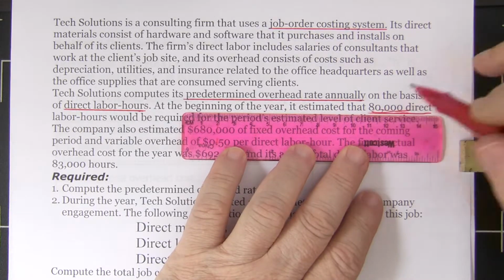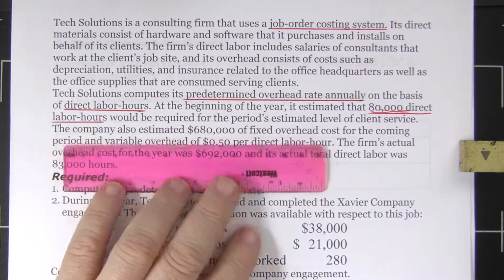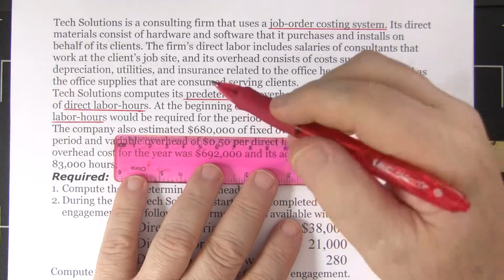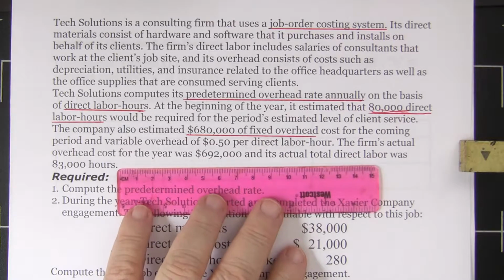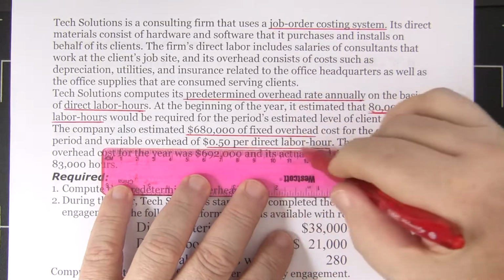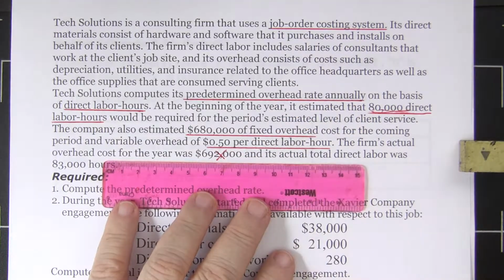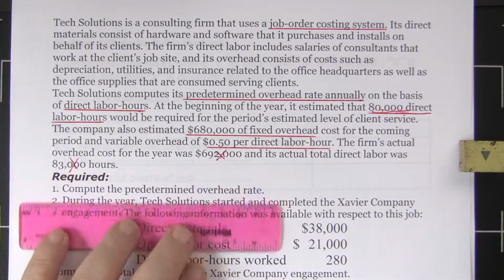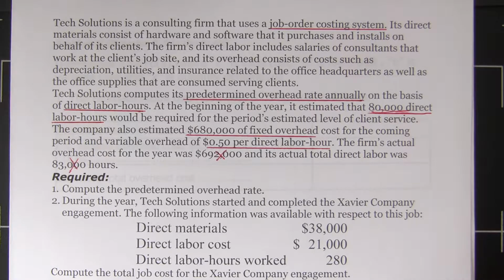Estimate is the term accountants use because you can't charge enough if you say guess. Would be required for the period's level of client service. They also guessed 680,000 of fixed overhead and the variable overhead of 50 cents per direct labor hour. The firm's actual overhead cost for the year was nobody cares, and its actual total direct labor was nobody cares about that either.